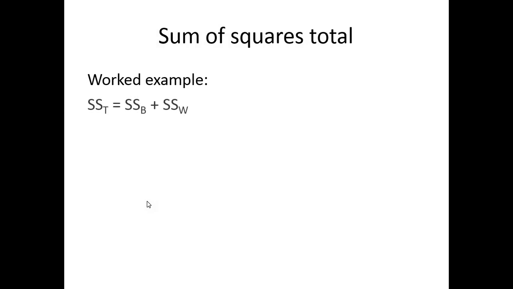So sum of squares total equals sum of squares between groups plus sum of squares within groups. The sum of squares total was 50. Sum of squares between groups was 8, and sum of squares within groups was 42. 50 equals 8 plus 42.